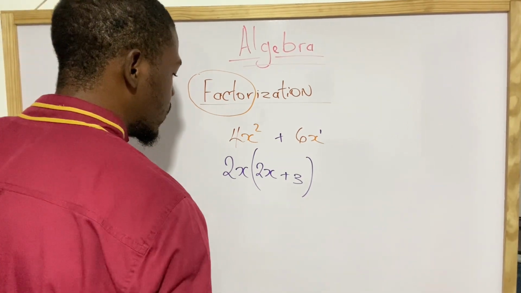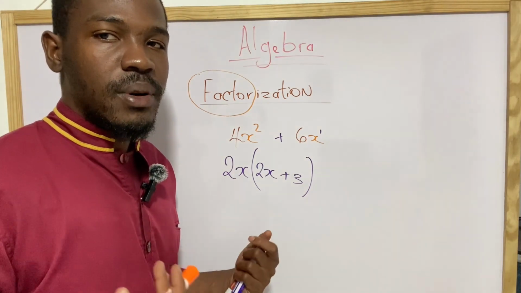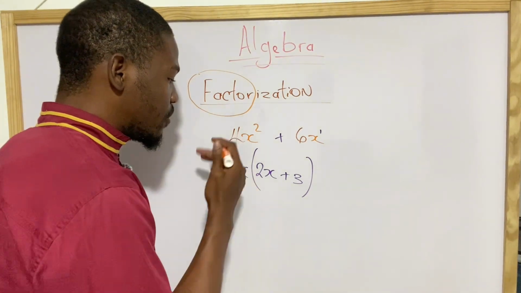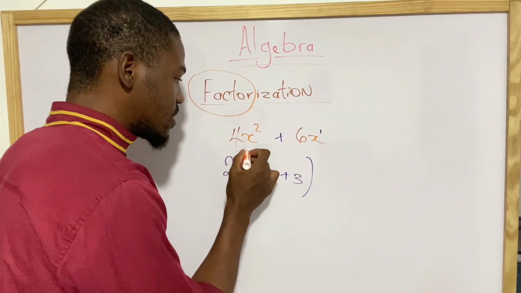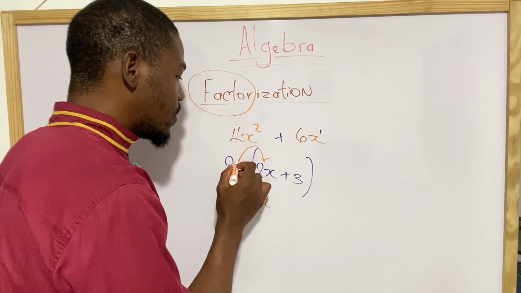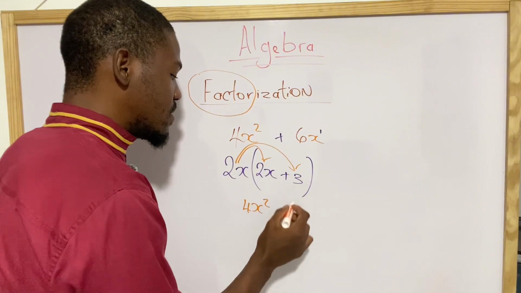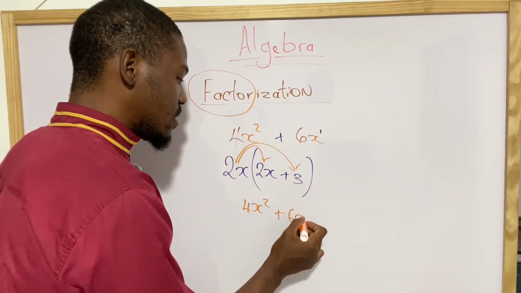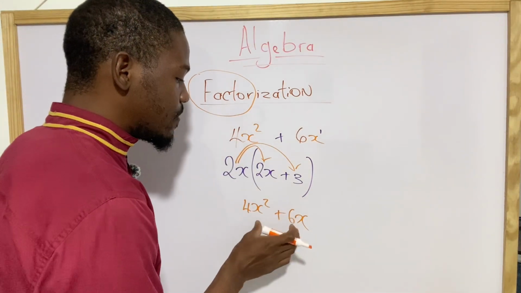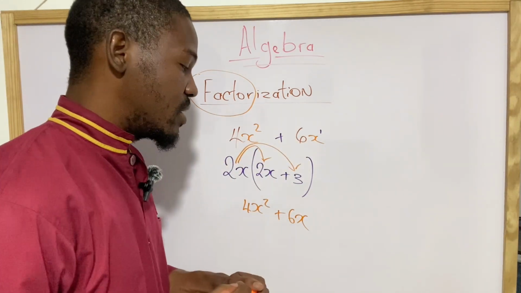Now, as I said before, factorization is really a form of simplifying algebraic expressions. If you look carefully, if we were to expand the brackets, 2x times 2x is 4x squared, and 2x times positive 3, 2 times 3 is 6, and x, that's going to give me back my 6x. So if I were to expand the brackets, we actually get back our initial expression.